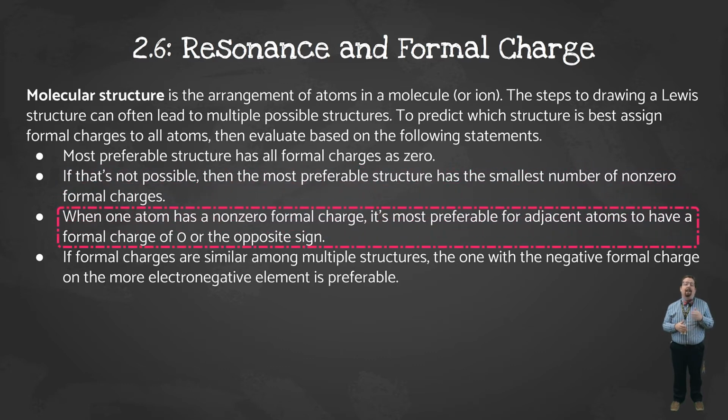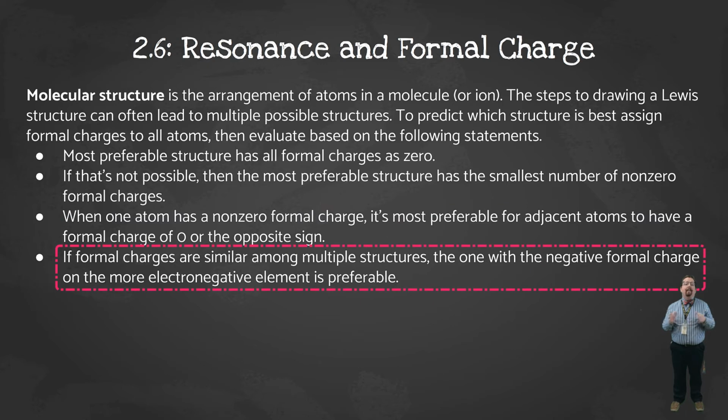If you have non-zero charges, it's more preferable to have them spaced out, or if they're next to each other, they should be opposite charges. Lastly, if none of that helps you narrow it down, look at where those non-zero charges are placed. The structure with the negative formal charges on the most electronegative elements will be more favorable. Let's do some examples of this.